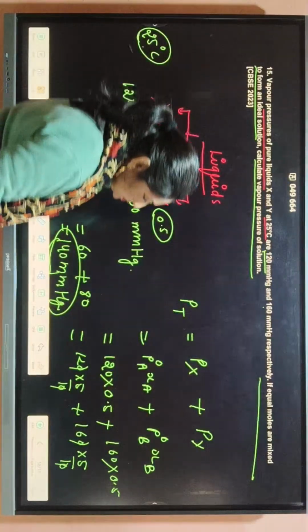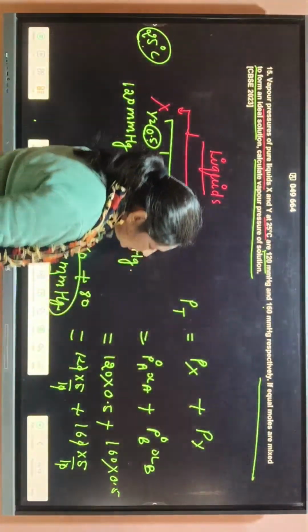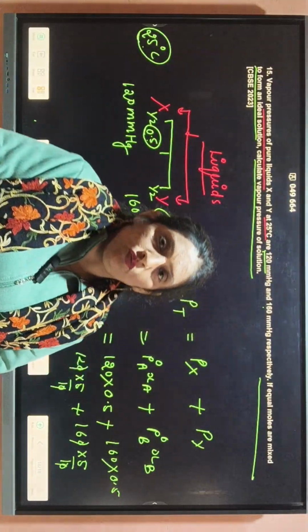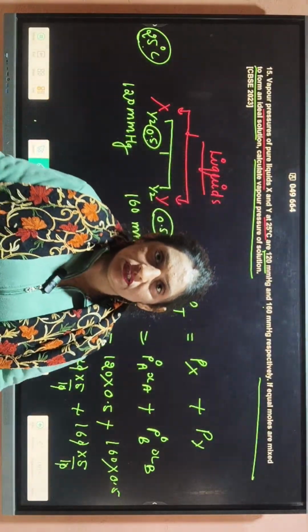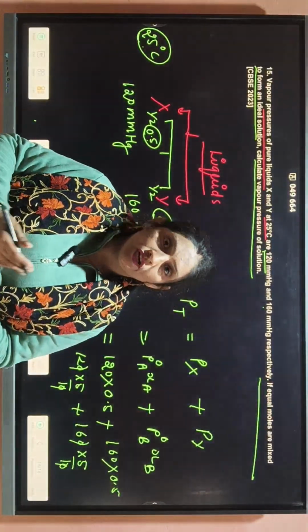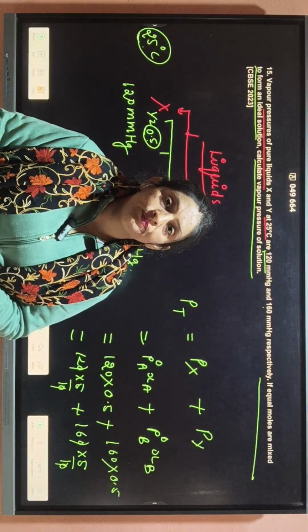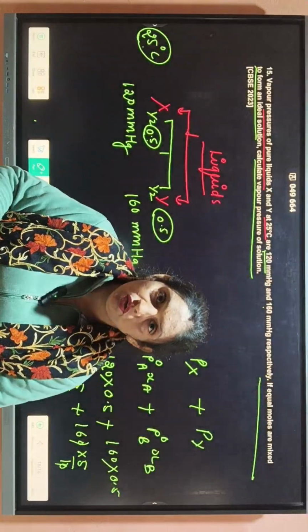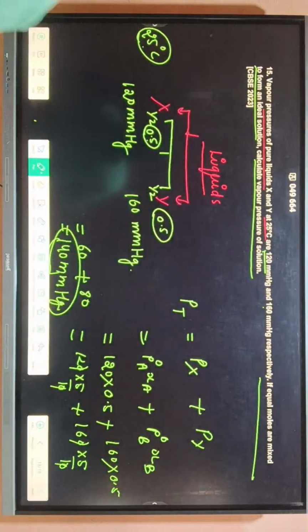I hope all questions are clear to all students. Today we have done 15 questions of unit 1. The next questions, based on colligative properties and abnormal Van 't Hoff factor, we will do in our next class. So thank you. Have a nice day.